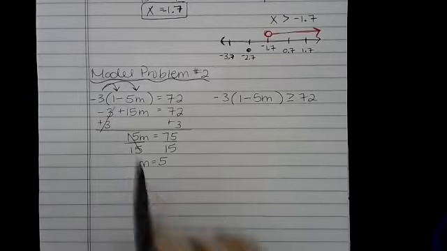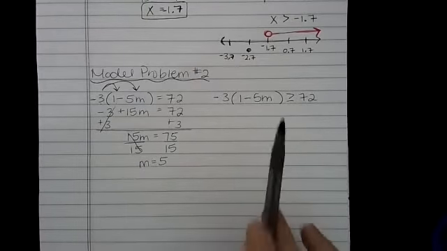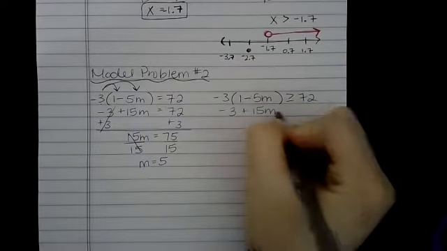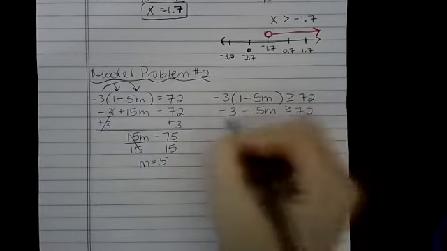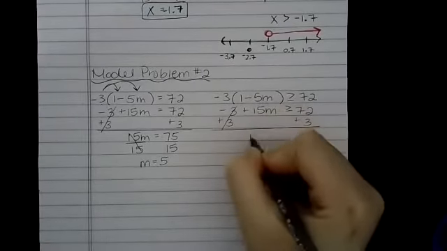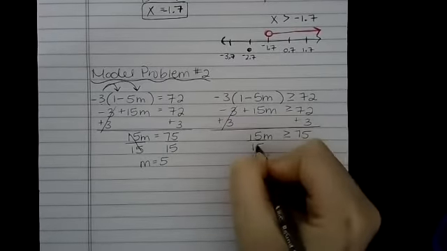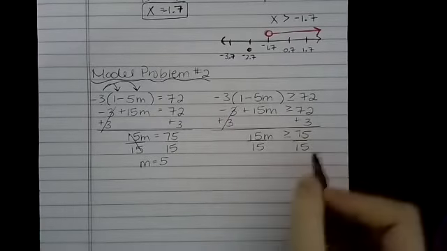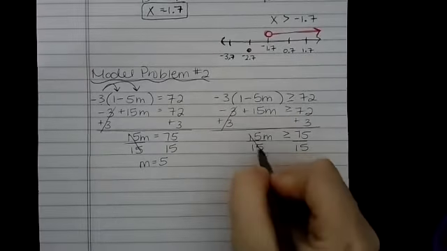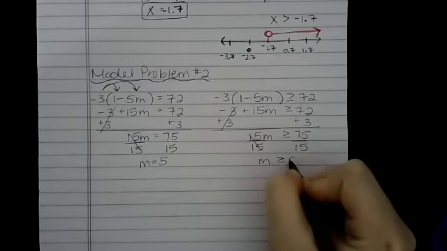So the same exact algebraic steps happen here for the inequality, except my final answer is going to be different. So this is -3 plus 15m is greater than or equal to 72. Add 3 to both sides. Okay. 15m is greater than or equal to 75. Divide by 15 on both sides. Okay. Now I'm not dividing by a negative, so my sign doesn't have to flip. So everything is copacetic. It stays the same. 15's cancel. I get m is greater than or equal to 5.